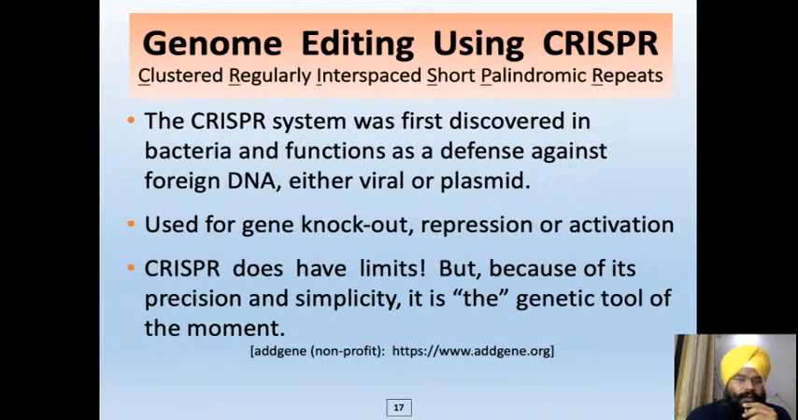The CRISPR system was first discovered in bacteria and functions as a defense against foreign DNA, either viral or plasmid, and is used for gene knockout, repression, or activation. And it has some limitations, but because of its precision and simplicity, it is the genetic tool of the moment.